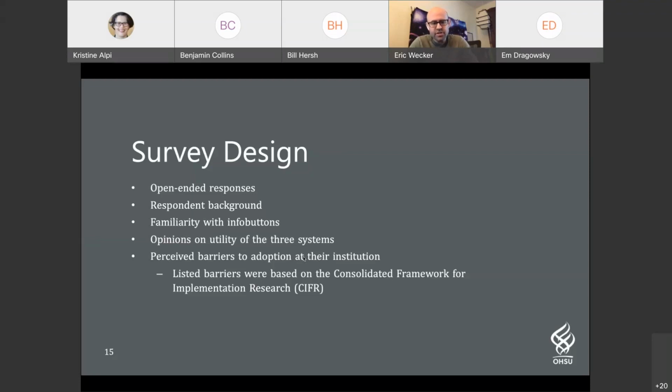They were presented a list of barriers based on the consolidated framework for implementation research. So this is a more generalized barriers-to-adoption paradigm. It wasn't a multiple choice question per se, but the respondents were asked to consider these barriers.